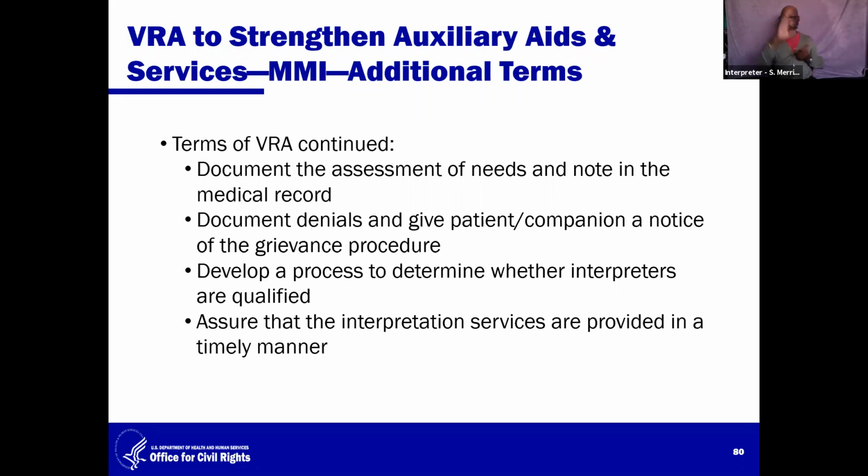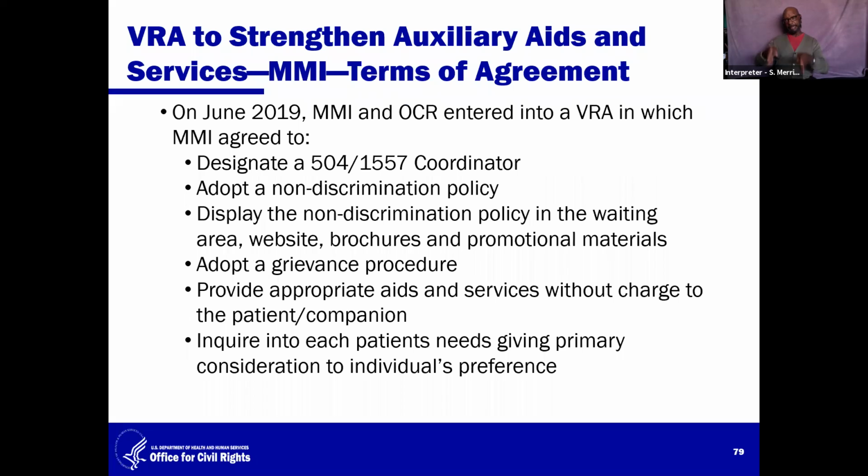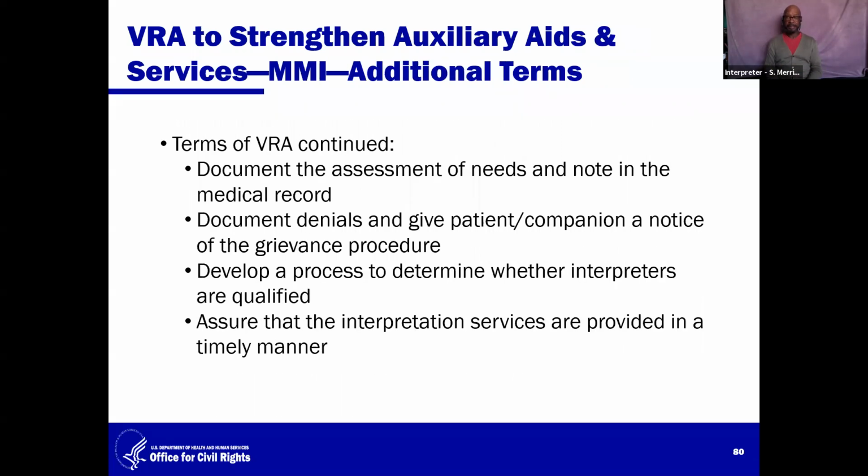So the terms of the voluntary resolution agreement were that the entity designate a 504 and 1557 coordinator, adopt a non-discrimination policy and display that policy, adopt a grievance procedure, provide appropriate aids and services without charge to the patient and companion, inquire into each patient's need, giving primary consideration to the individual's preference, document the assessment of needs and notes in the medical records, document denials and give patients and companions a notice of their grievance procedures when a request for a sign language interpreter was denied, develop a process to determine whether interpreters are qualified and to make sure that they speak the same language as patients, and assure that the interpretation services are provided in a timely manner.